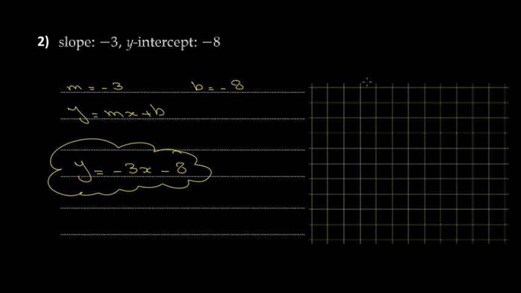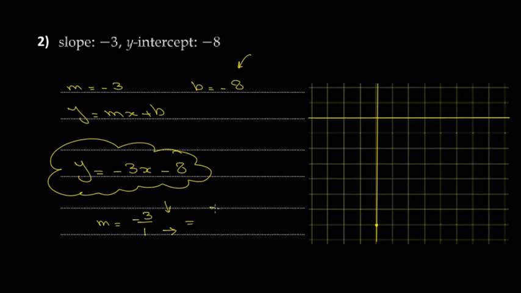Now we need to graph. We have to draw the coordinates. We start from -8. That is the point -8. And the slope is equal to -3/1. It means going down 3 units and going to the right 1 unit. But there is not enough space to go down.